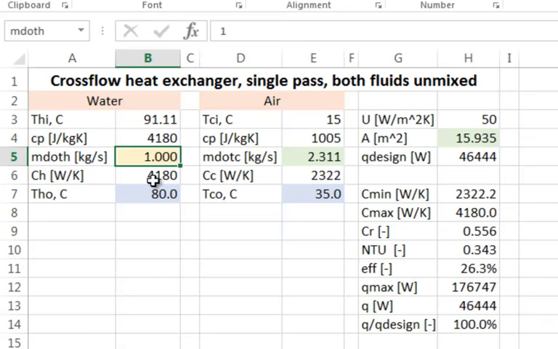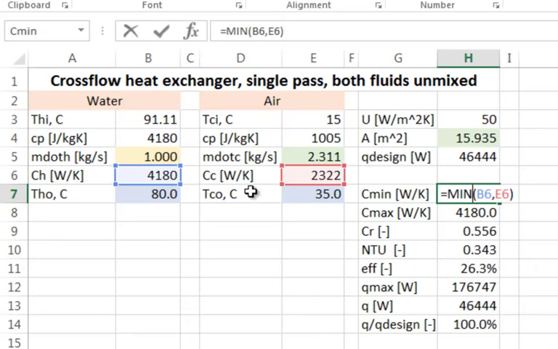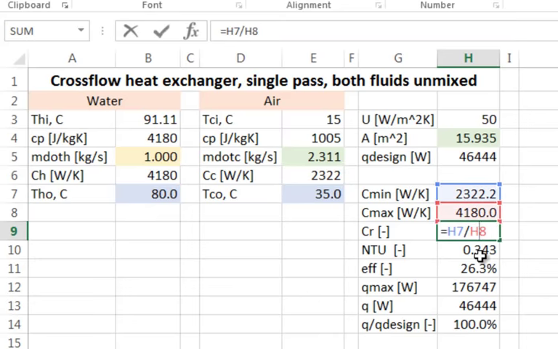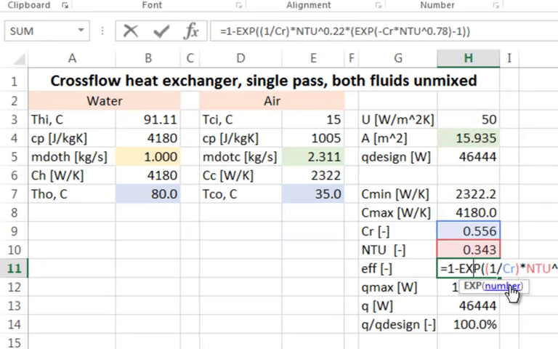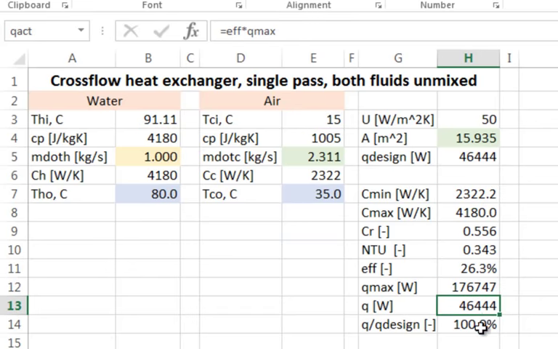So we have the two heat capacity rates, and we can jump over here, get C min. I think you can see how we do that. You just take the minimum of these two cells, take the maximum of those two cells, get the ratio, get the number of transfer units, get the effectiveness from that equation, calculate our Q max from T hot in, T cold in, and the minimum heat capacity rate, and then Q, and basically that is our 100% design. It gives us our desired outlet temperatures.